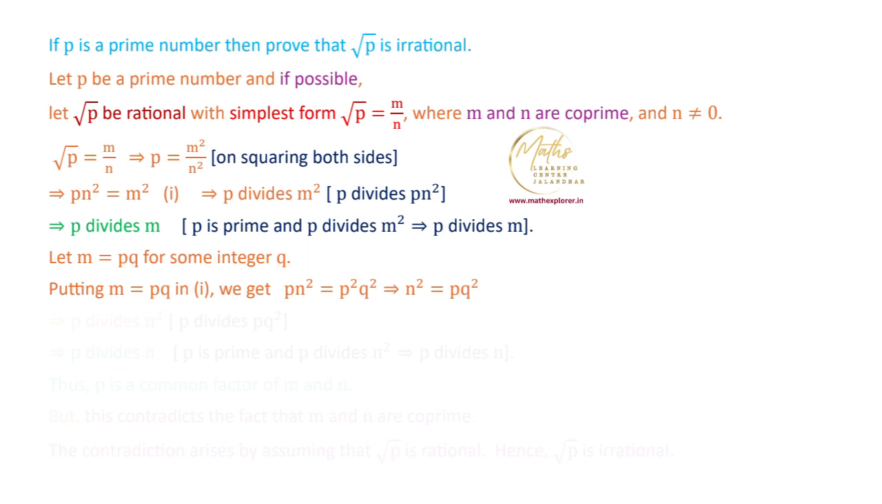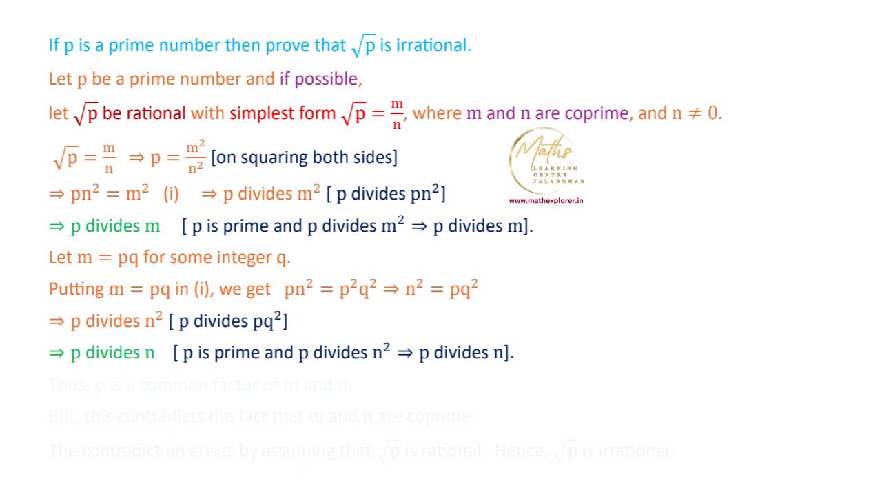Now what this implies is that p divides pq square. It means that p divides n square. We have this p in the term pq square on the right hand side, so p divides pq square. So if p divides the right hand side of this equation, then clearly p divides n square, and because p is a prime number and p divides n square, this implies that p divides n. So what we obtain is if p divides n square, then p divides n.